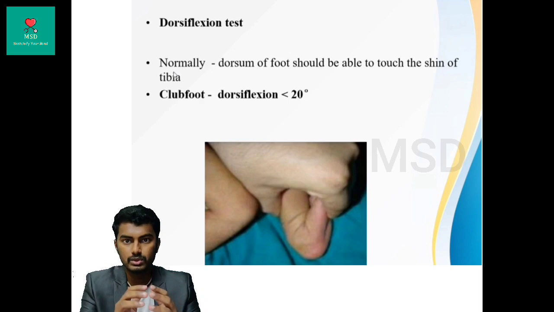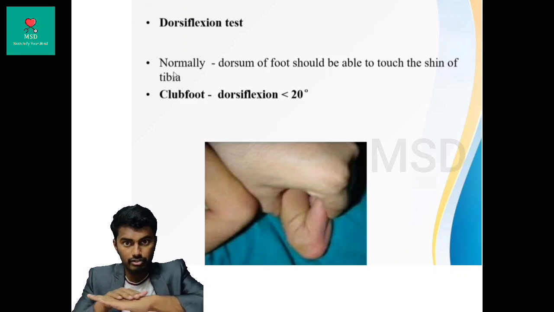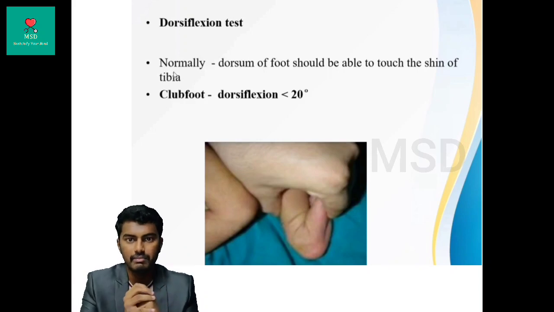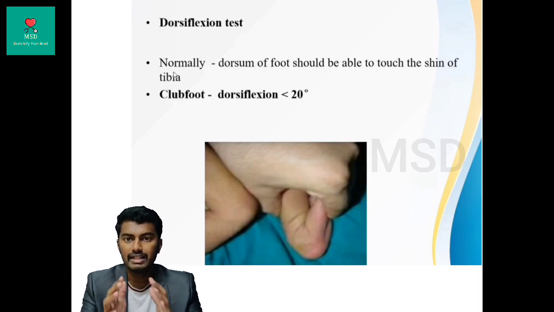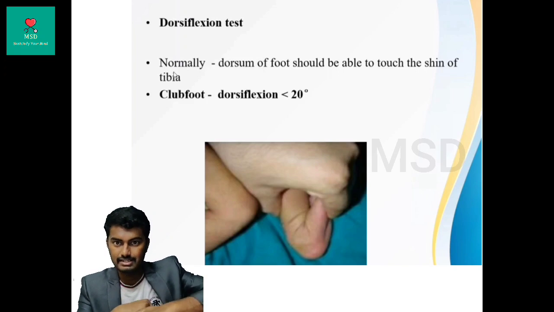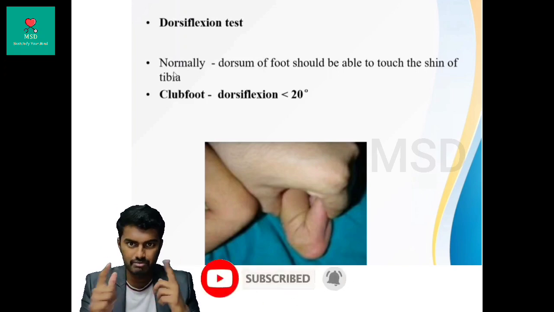Then you have to do a scoring and the clinical test. So what is a dorsiflexion test? Normally the dorsum of the foot of the baby should touch the shin of the tibia. As you can see in the picture, the dorsum of foot is touching the shin of tibia. Normally this is present, but when the dorsiflexion is less than 20 degrees, it's a diagnostic criterion for a clubfoot.